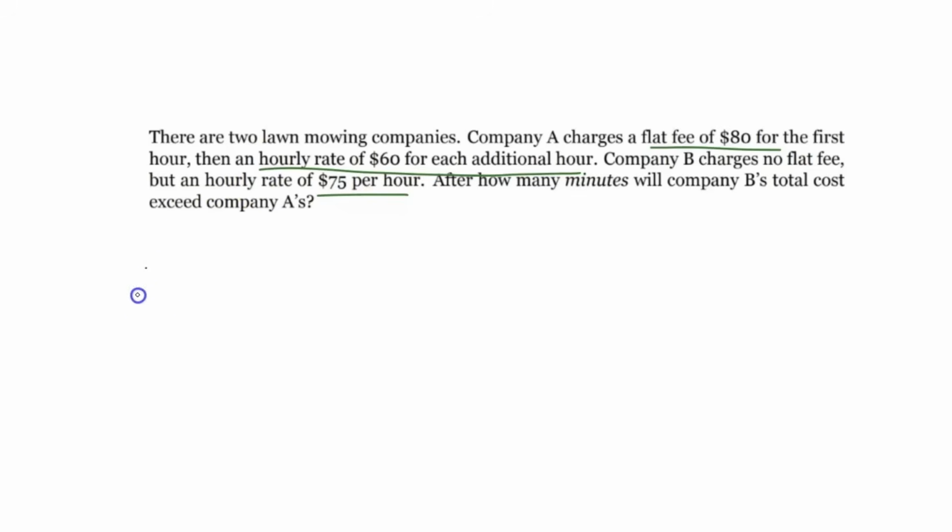So let's first write some equations. So we have Company A and then Company B.